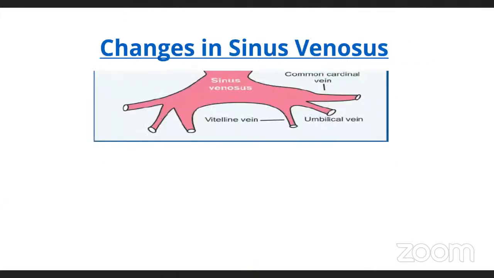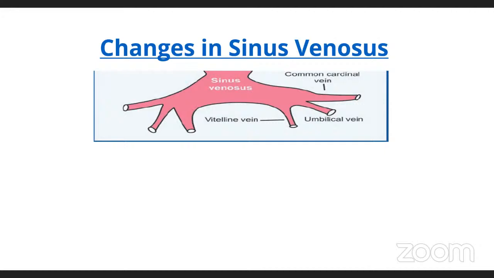Now let's get to the inflow tract coming to the right atrium. If we take another section here, we will have these veins entering into the left horn and right horn, as we explained before, which feed into the sinus venosus and into the primitive atrium.